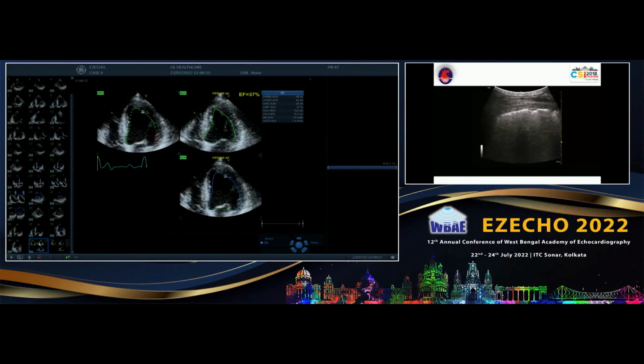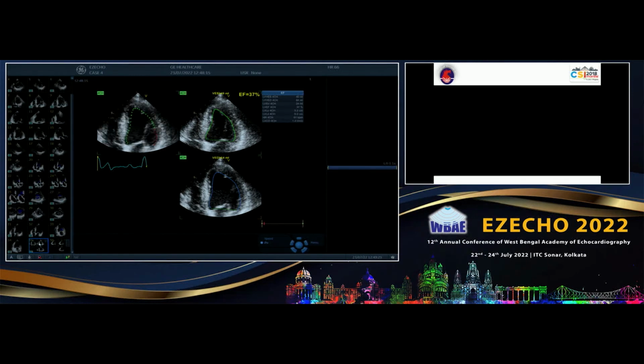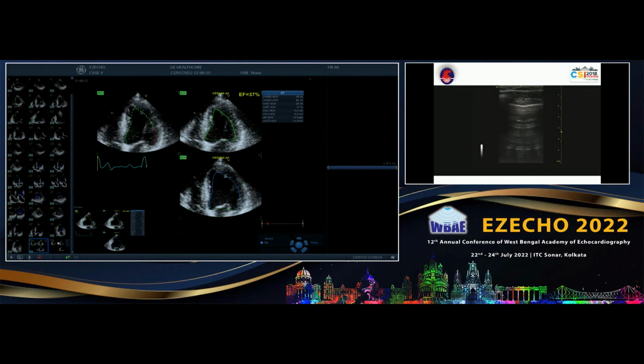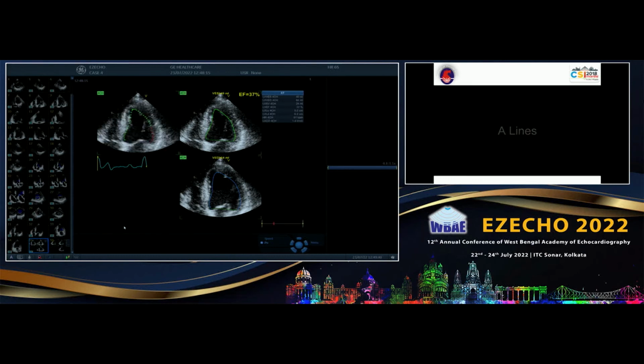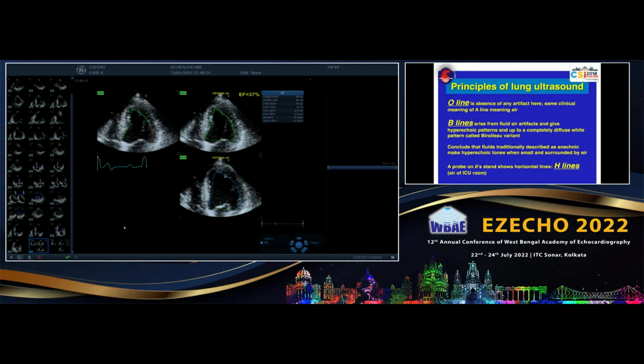This is actually the pleura, and this is the B line. There is a pleural sliding. You go to that horizontal A lines. It's not stopping, I don't know. Yeah, so what you can see on this image, what happens actually is that the ultrasound doesn't enter the air.